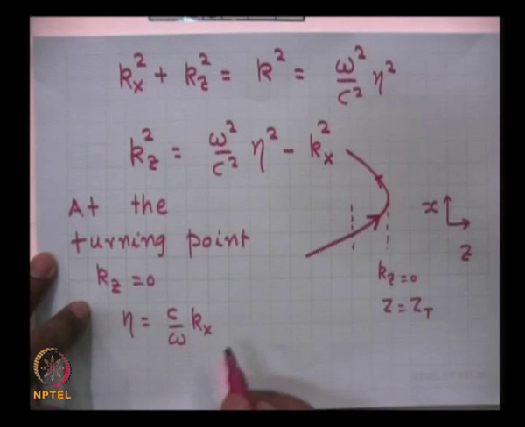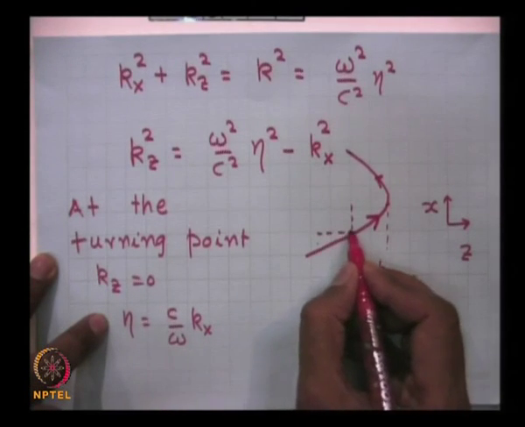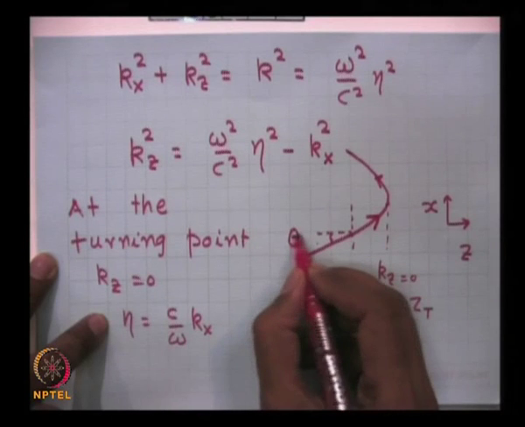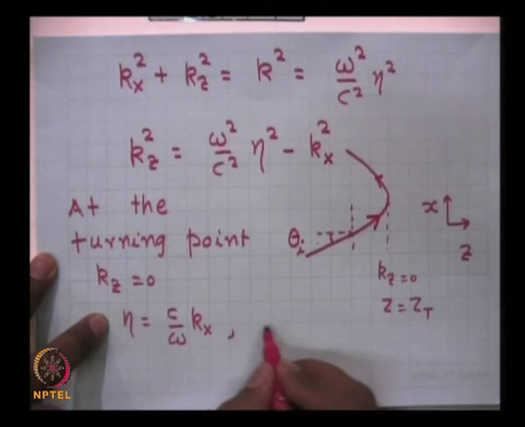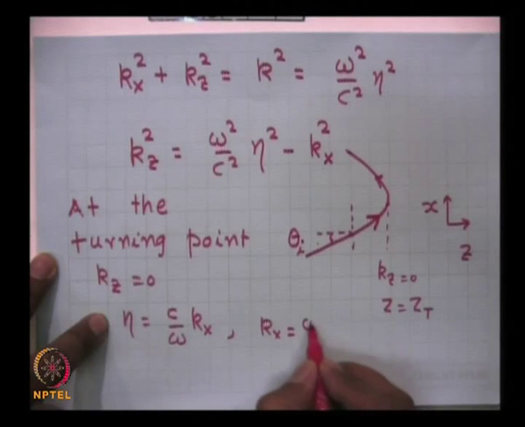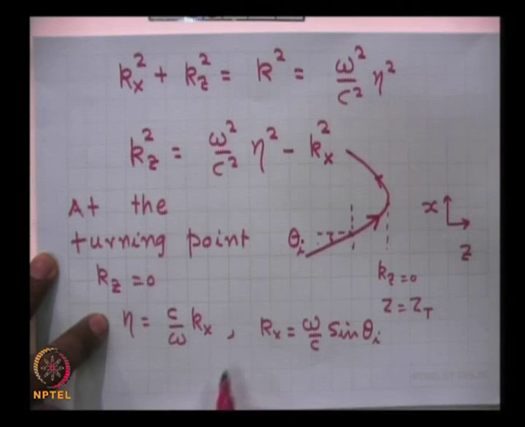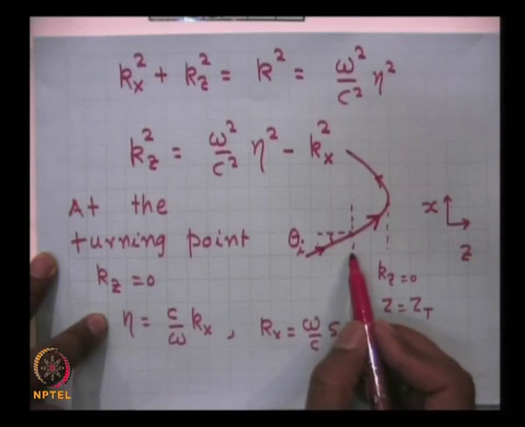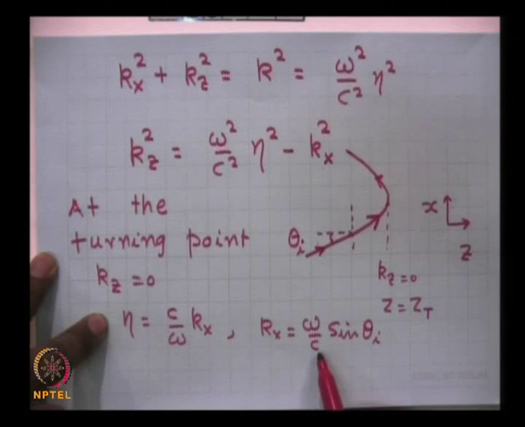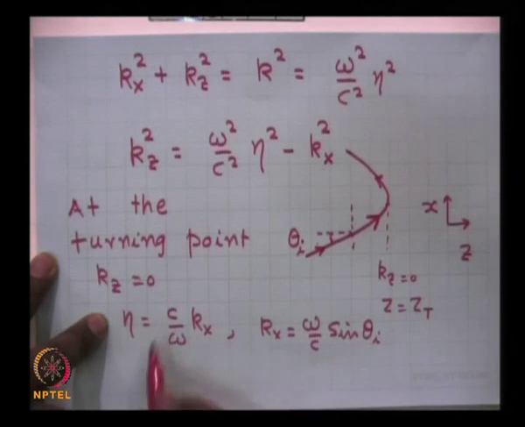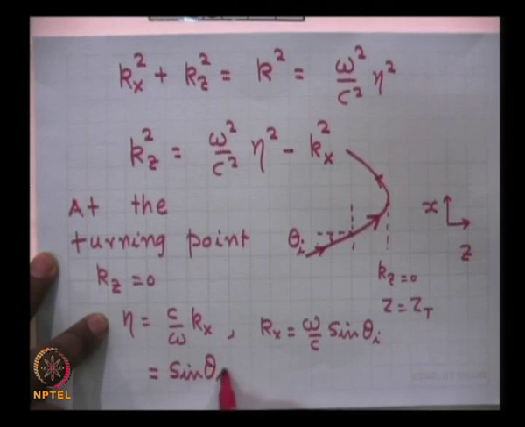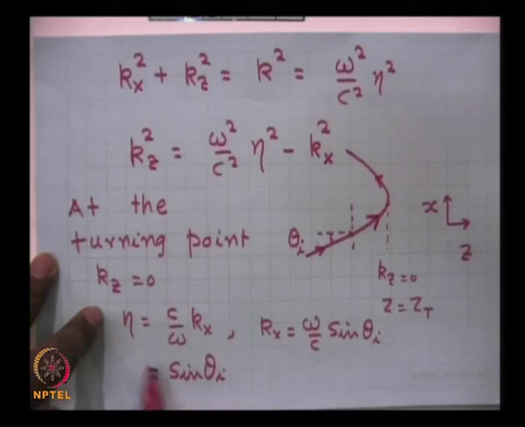If the wave is coming from free space, this is free space, at an angle of incidence say theta I, then kx can be written as omega by c sin theta I, because the magnitude of k vector in free space is omega by c. If the angle of incidence is theta I, then the component of this k vector along x direction will be omega by c into sin theta I. So, eta is equal to sin theta I at the turning point. What is the consequence of this?